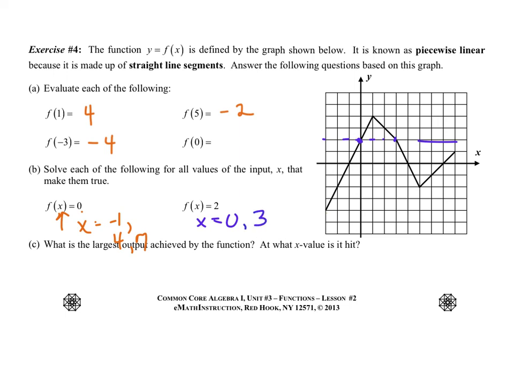Next question says, what is the largest output achieved by the function? The largest output would be 4. And then it says, at what x value is it achieved? Largest output would be 4, and it's achieved when x is 1. So the input would be 1, the output would be 4. Or I could answer this part as 4 and this part as 1.